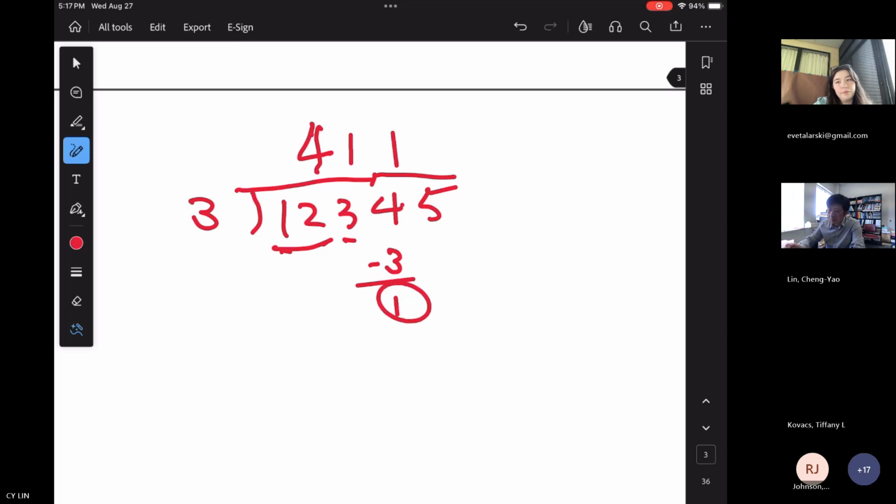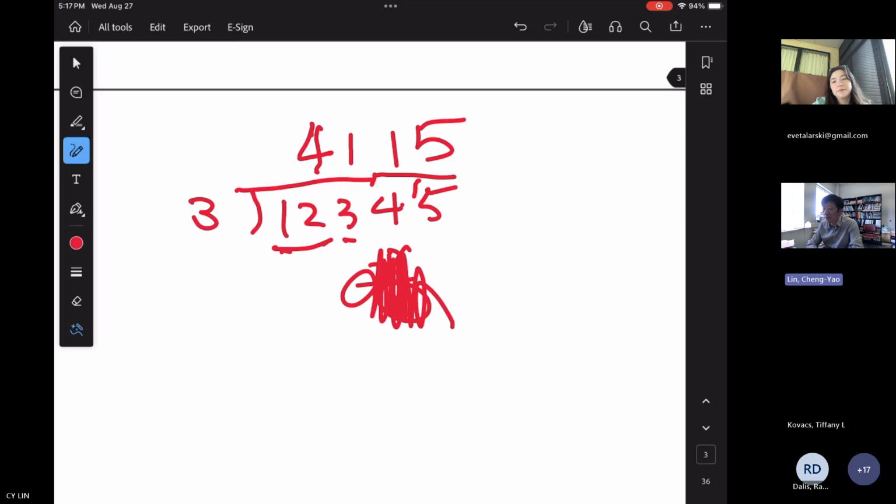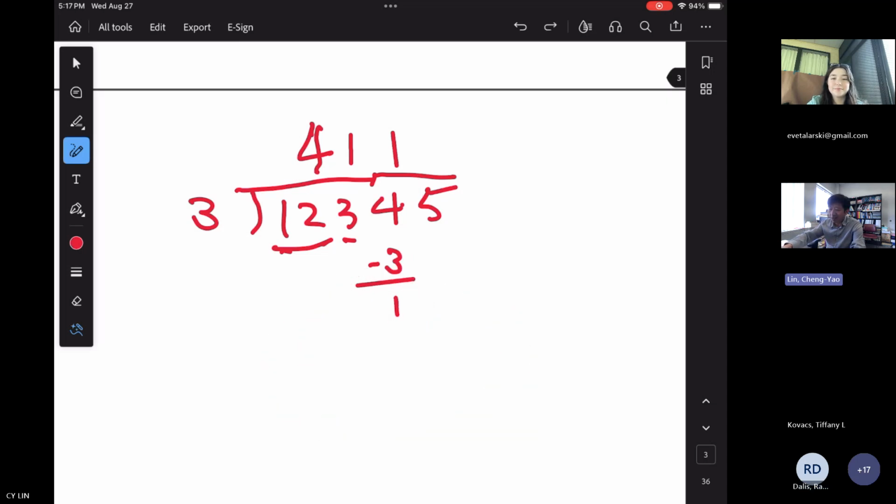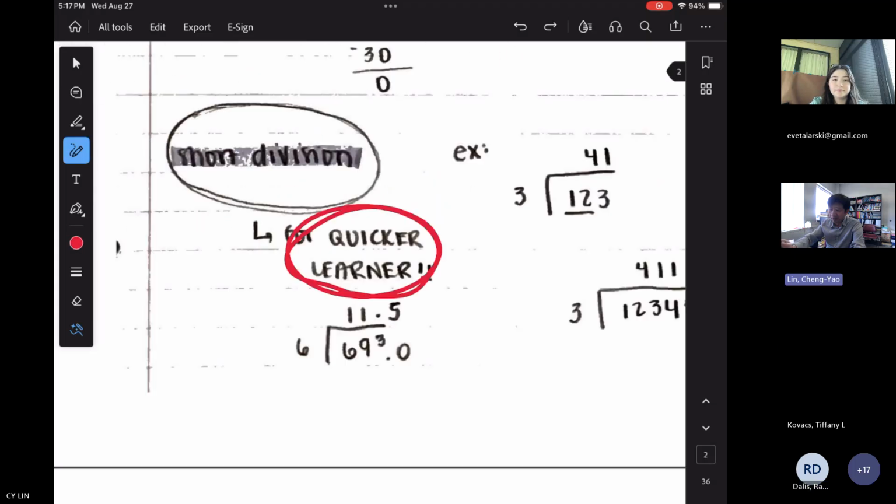So this is invisible now. Now I put down 1 there. 15. Did you see this? 15 divided by 3, how many? 5. So the answer is 4115. Oh, that's fast. Do you like it? Yeah, I like it because I don't need to write a lot of things. I can arrive at the answer right away, right?